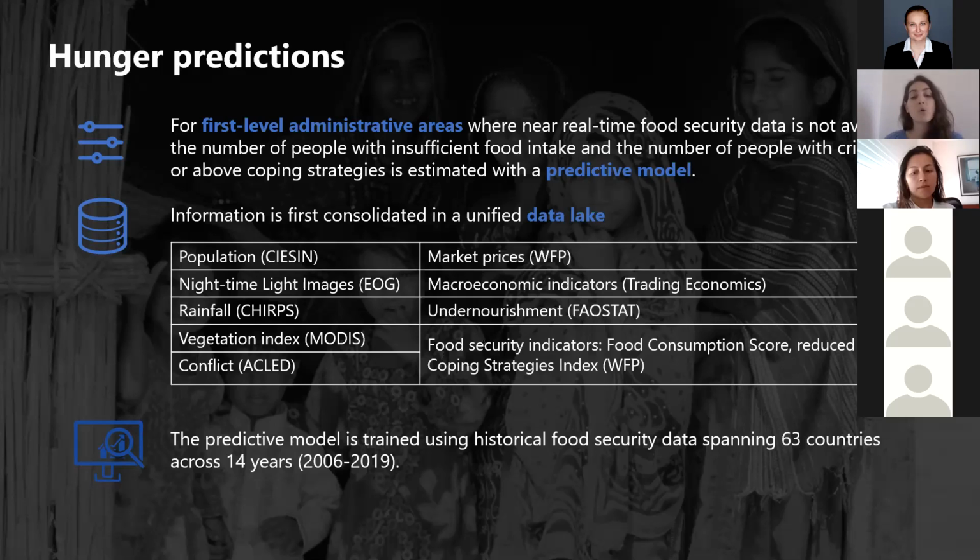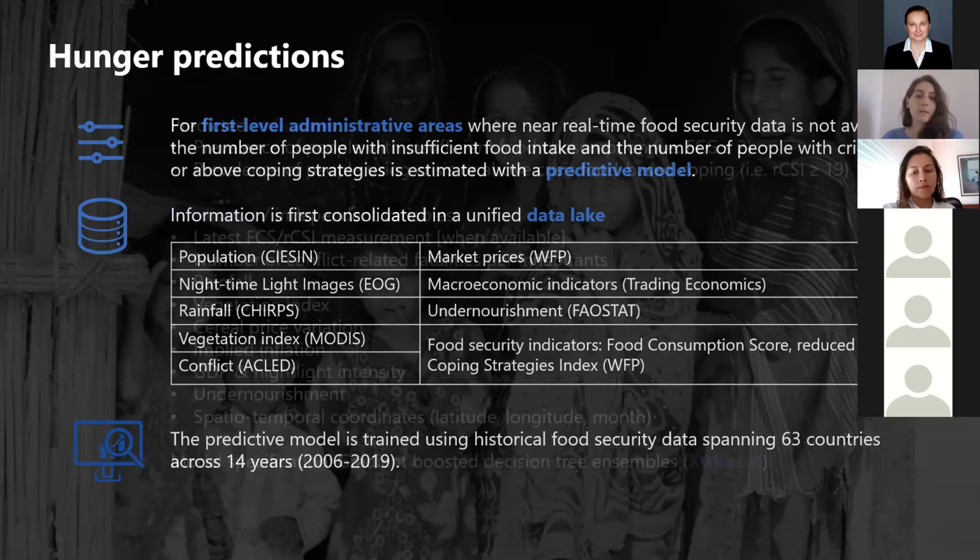And so when we started this effort, what we were able to collect in the first few months, even before the scale-up of the continuous monitoring system, was a set of historical food security data that is spanning almost 15 years and over 60 countries where WFP operates.